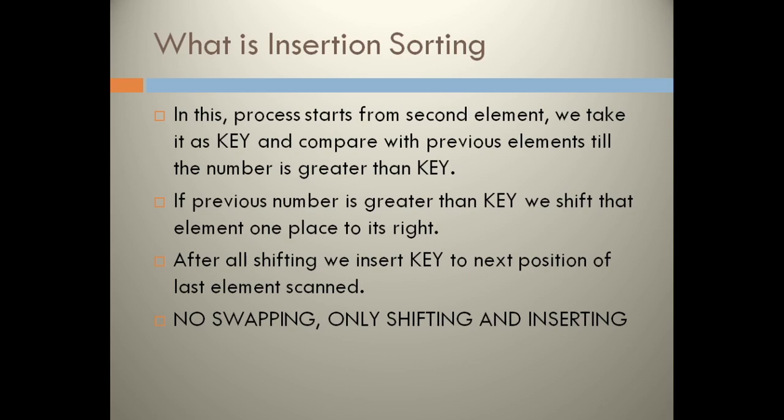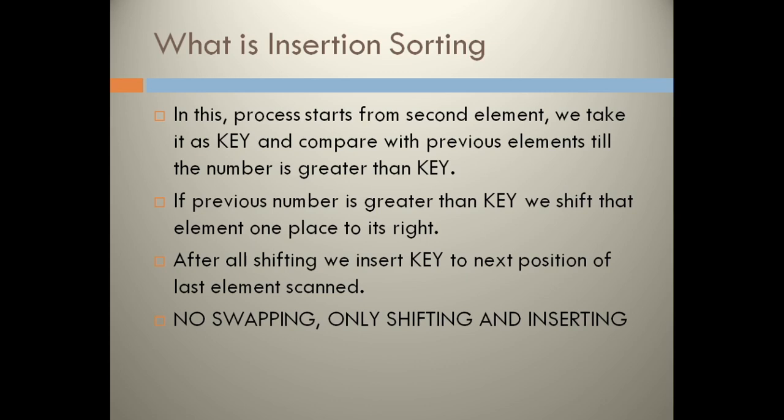In this process, the process starts from the second element. The first element of the given array will be considered as the sorted part, and from the second element onwards, all will be part of the unsorted part. The second element, that's why we take it as a key. The front element of the unsorted part, that is the second element, is taken as a key and compared with previous elements till the number is greater than the key.